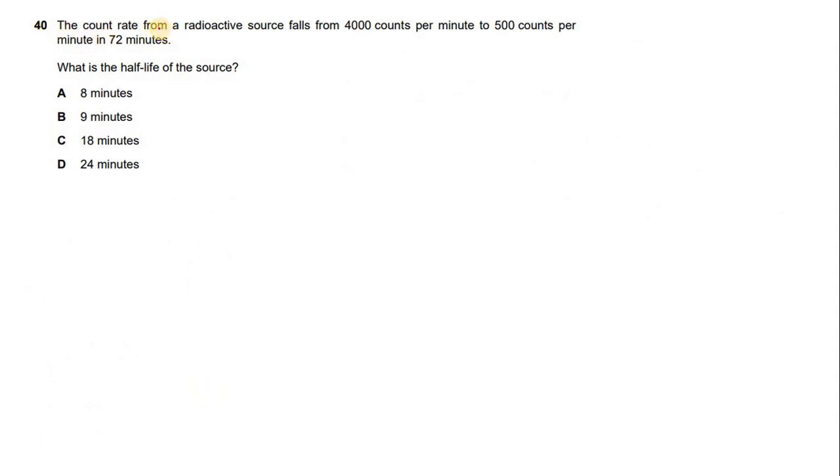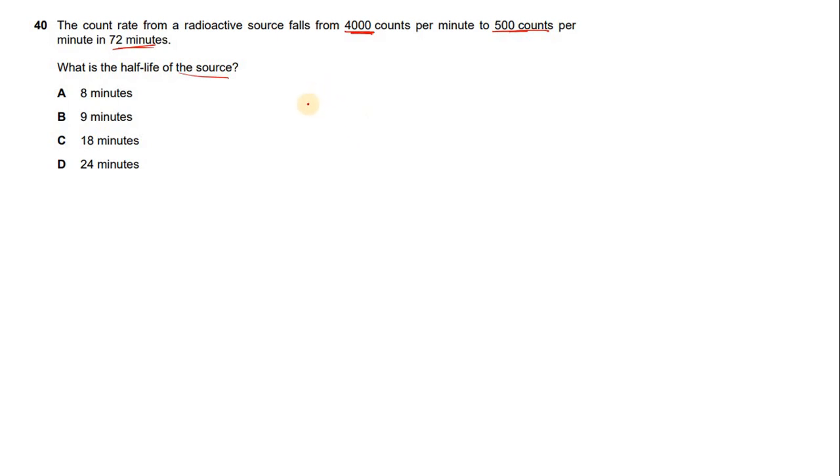The count rate from a radioactive source falls from 4,000 per minute to 500 counts per minute in 72 seconds. What is the half-life of the source? There are two ways to solve this question. I will give you both. The first one is the easiest one.